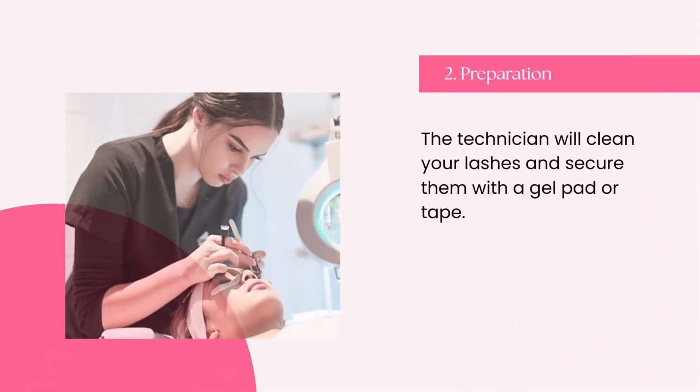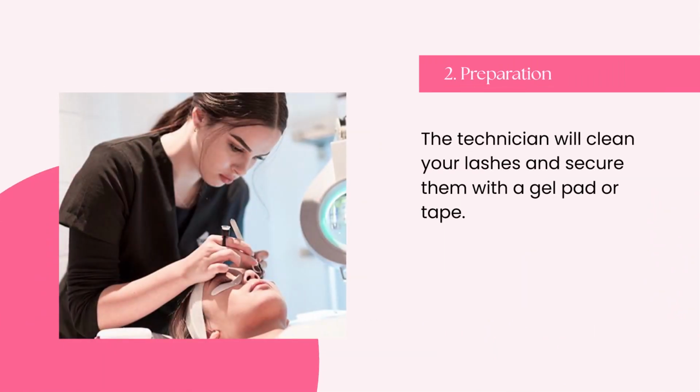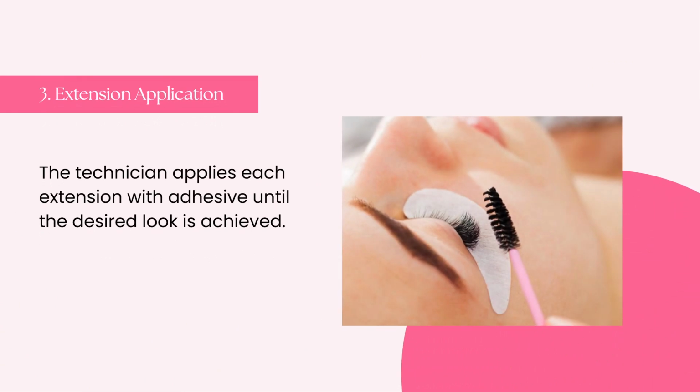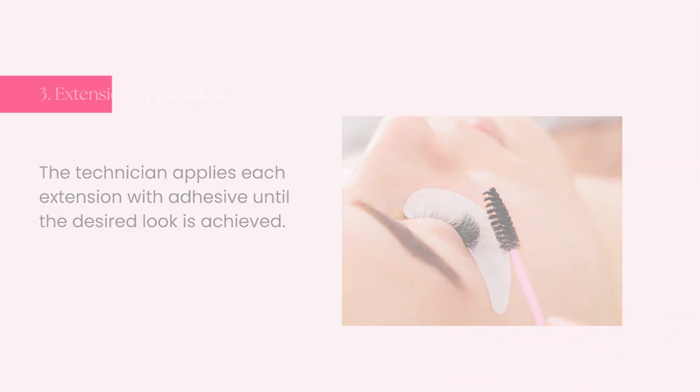2. Preparation. The lash technician will clean your lashes thoroughly to remove any makeup, oil, or debris. They will also isolate your lower lashes and secure your upper lashes using a gel pad or tape. 3. Extension application. Using tweezers, the lash technician will carefully dip an individual lash extension into a medical-grade adhesive and apply it to a single natural lash. This process is repeated until the desired fullness and length are achieved.